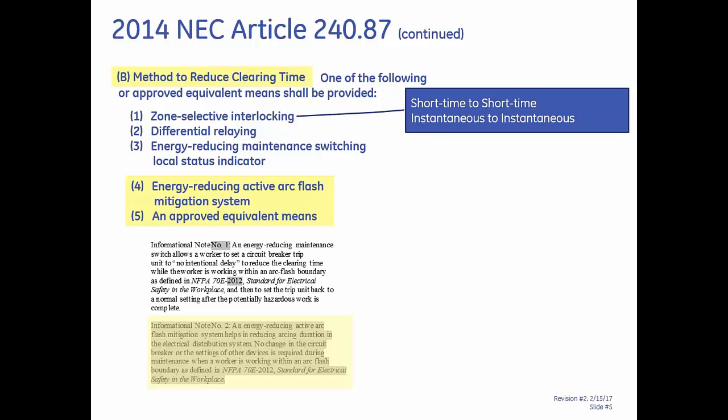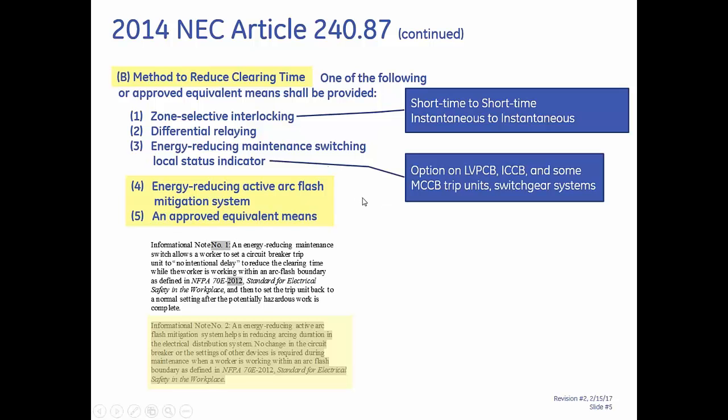So within this list, the first one is zone selective interlocking. This is typically a trip unit based function that will interlock the responses of the short time parts of the protection or the instantaneous parts or both. The other item we're going to focus on today is going to be the energy reducing maintenance switch. And again, that is typically an option that exists on the trip unit. Again, low voltage power circuit breakers, insulated case circuit breakers, and at least the larger size molded case circuit breakers would typically have this feature available.